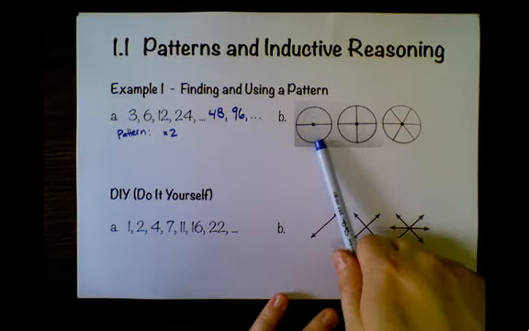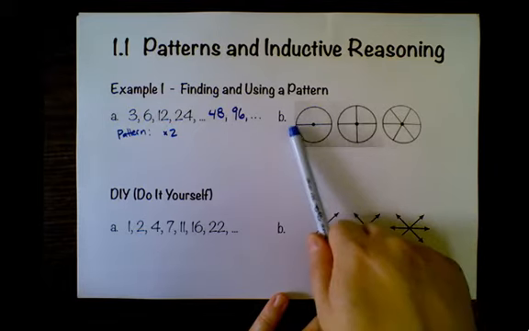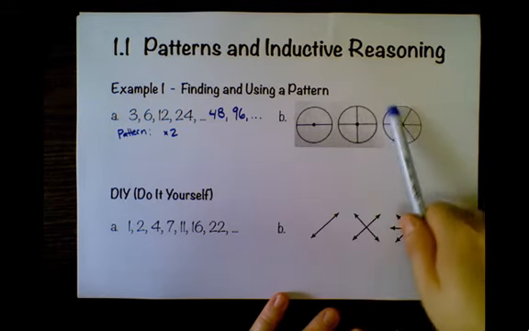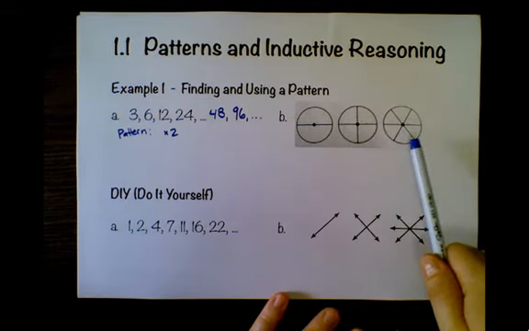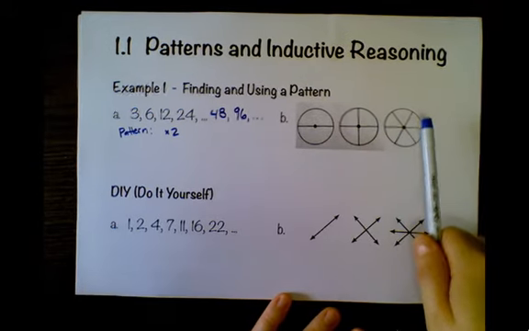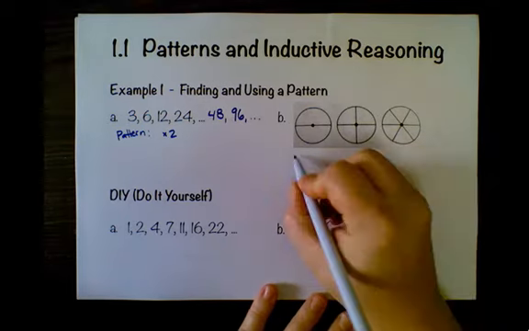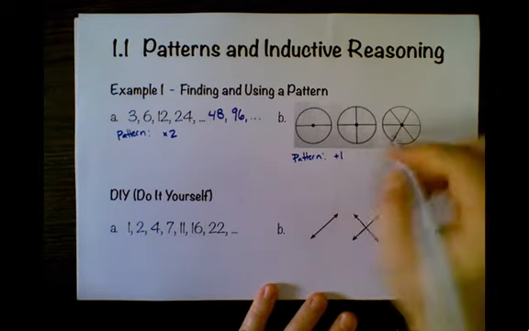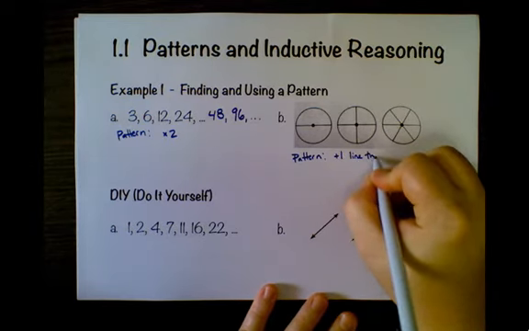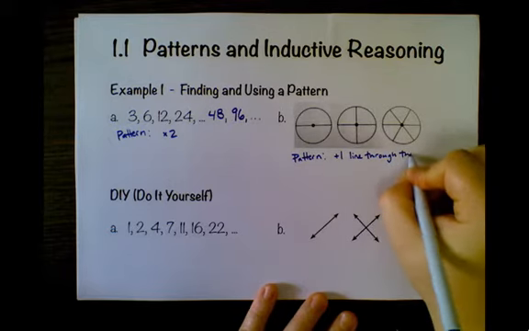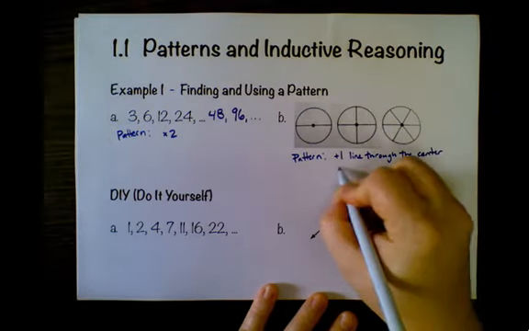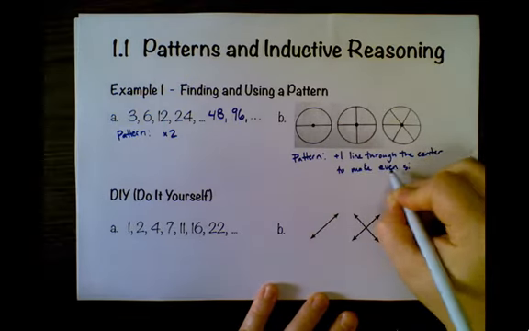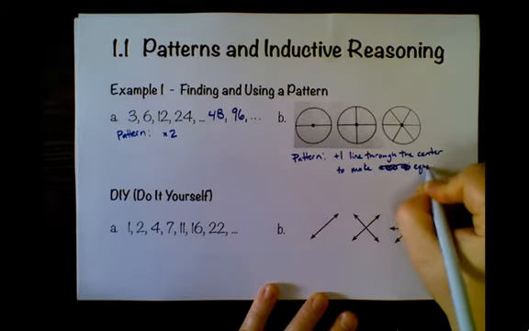All right, on example B, we have a circle with 1 line through it. Then we have a circle with 2 lines through the center. Then we have a circle with 3 lines through the center. And I'm noticing also that the lines, they go through the center and the pieces are even. So the pattern would be plus 1 line through the center to make even sized, or equal, pieces.